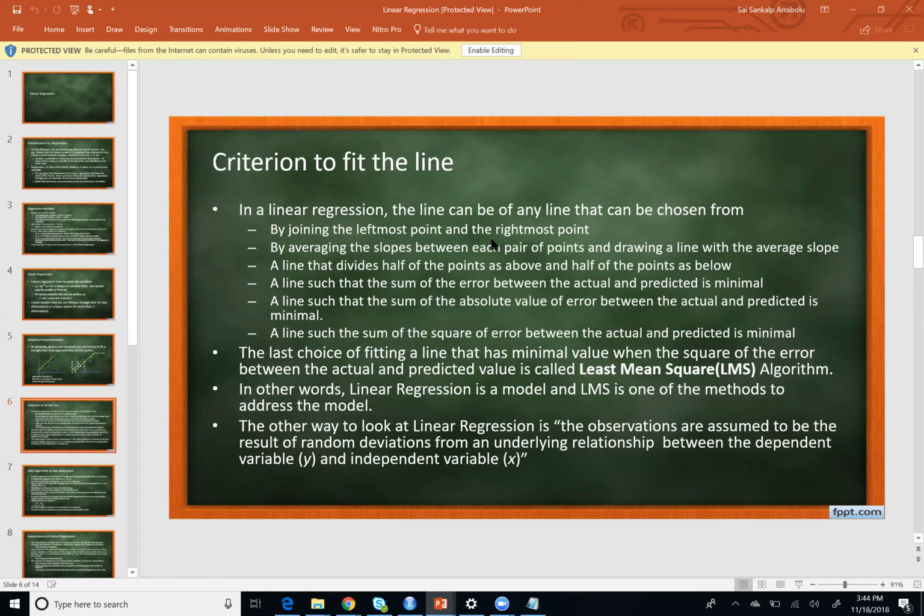between different terms. The other way to look at linear regression is that observations are assumed to be a result of random deviations from an underlying relationship between dependent and independent values. As I said, you have different observations and you try to predict a line such that, from the given set of observations, your error is minimal. So your squared error is going to be minimal. That will give you the best fit possible.